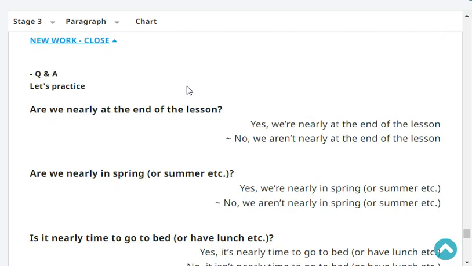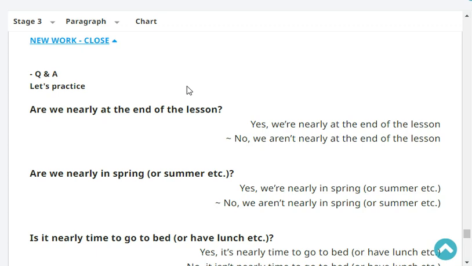Let's practice. Are we nearly at the end of the lesson? Yes or no? No. We aren't nearly at the end of the lesson. Very good. Are we nearly in winter? Yes or no? Yes. We're nearly in winter.